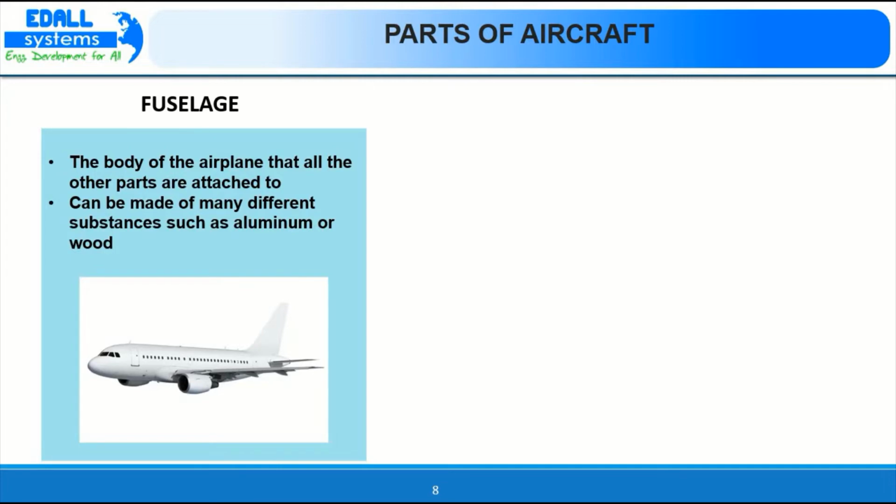The modern aircrafts which we see today are mostly made of standard aluminium, and now we are seeing some aircrafts which are made of composites. So this fuselage is the main body in which the passenger sits, the body which carries the payload.